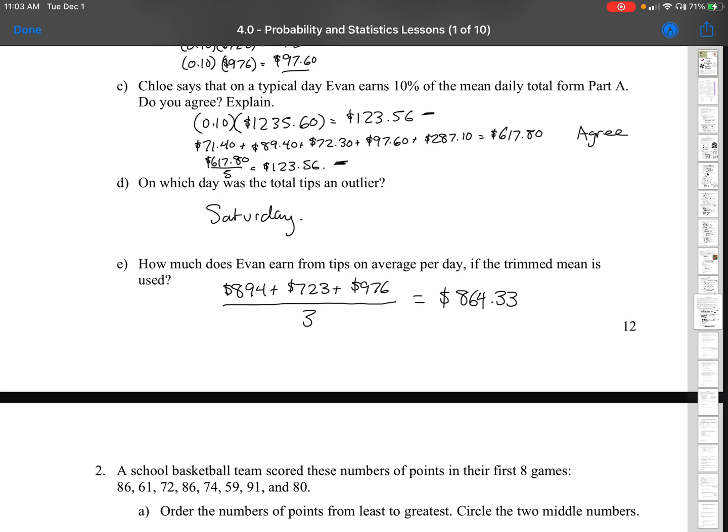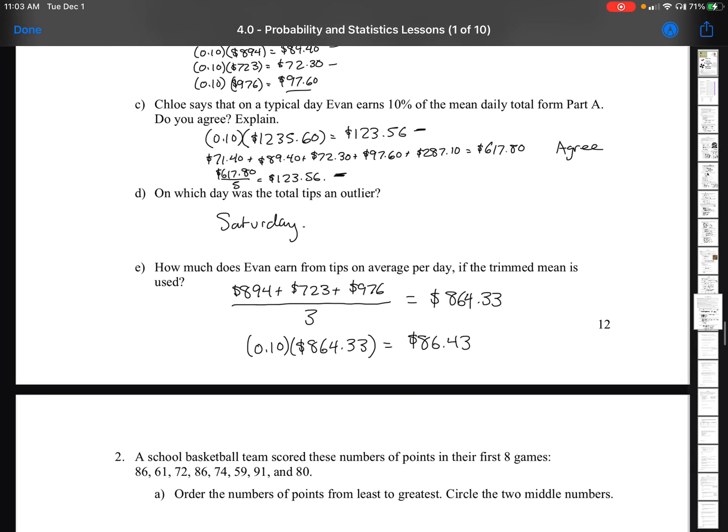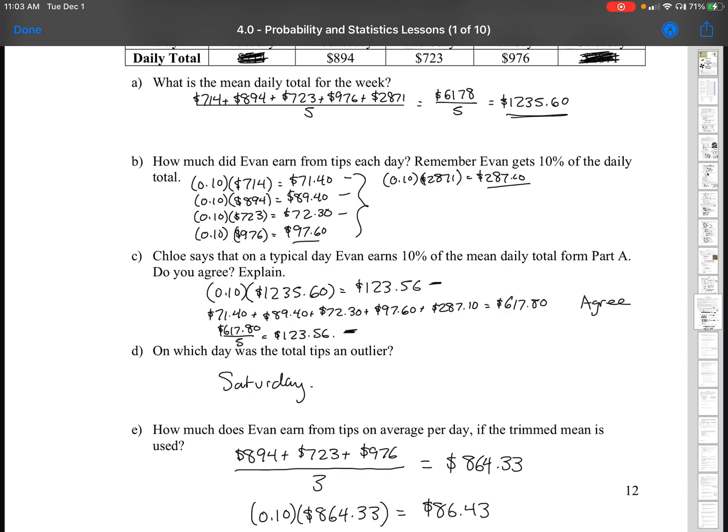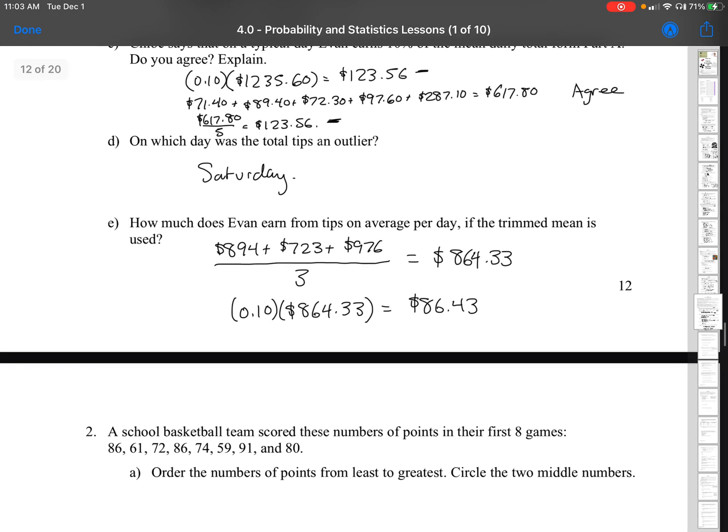Okay, that's the total amount for the total daily average. To figure out how much Evan earns in tips, well, 0.10 times 864.33 is just $86.43 in tips. Okay, and that's, if you look up here at these days, fairly standard for what he made.